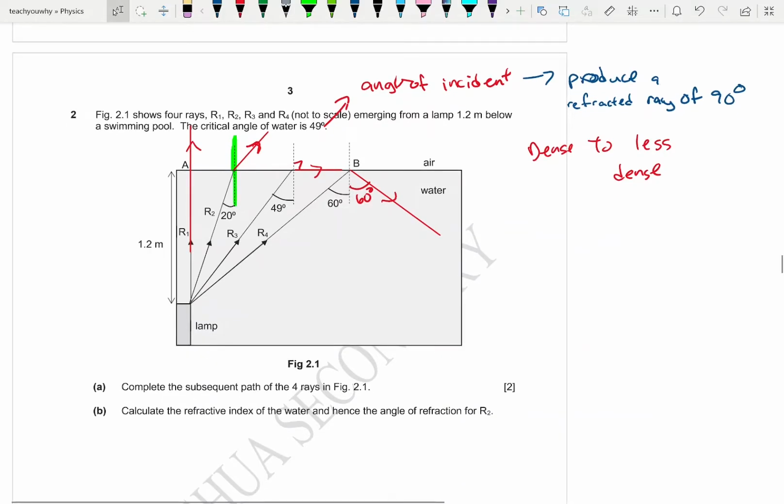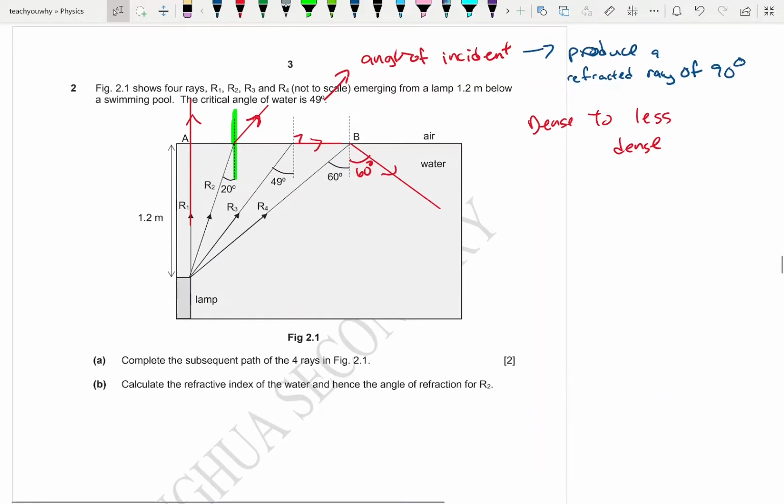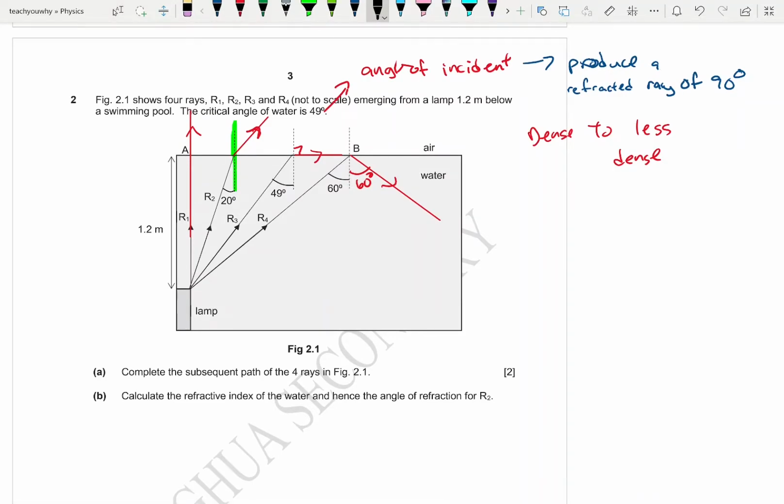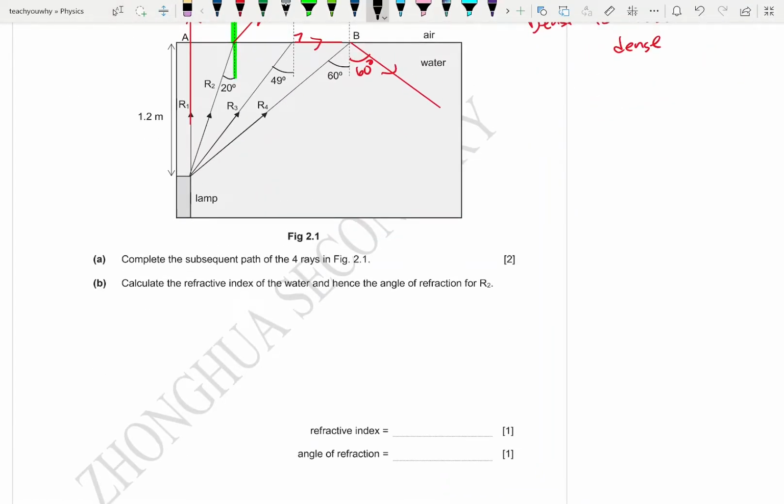Okay, so calculate the refractive index and hence the angle of refraction for R2. How are we going to calculate? First of all, we understand that sine C, the critical angle, equals 1 over n. n is your refractive index. Now we already know the critical angle, which is 45, so sine 45 equals 1 over n. Using your trigonometry, you will be able to solve for n. So n equals 1 over sine 45.